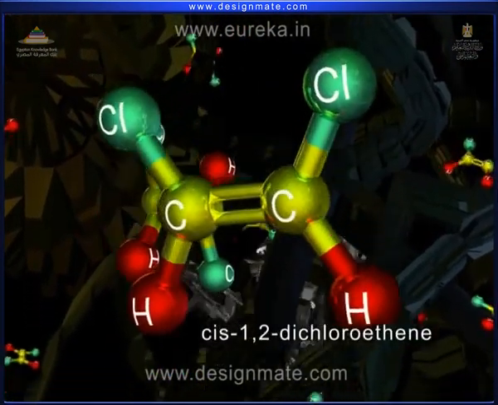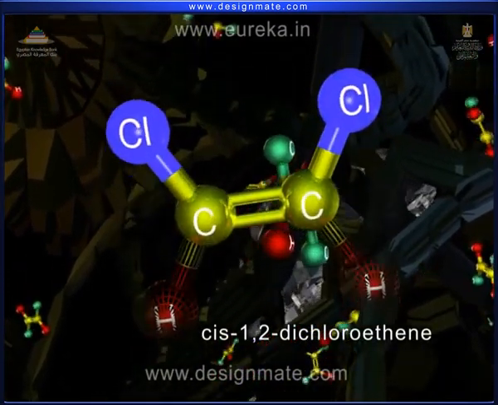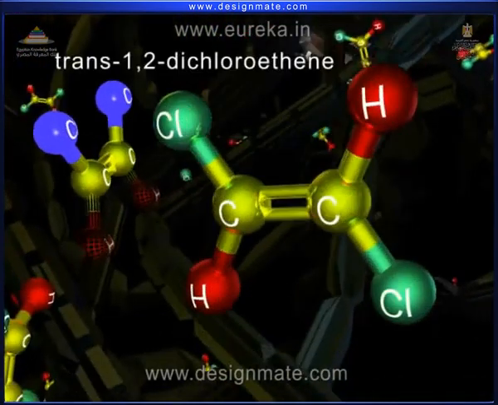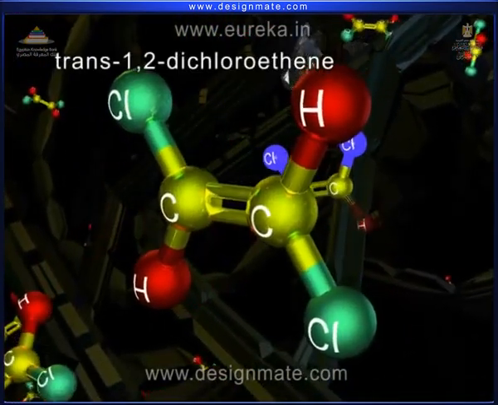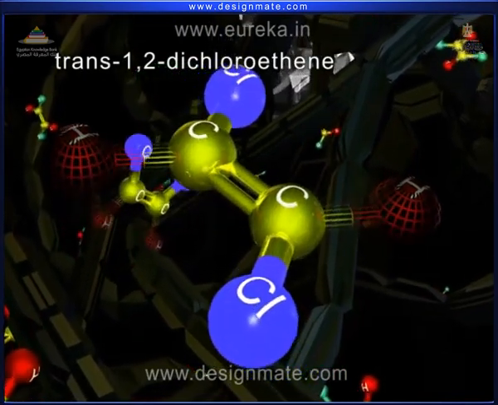But in cis-1,2-dichloroethene, both chlorine atoms are on the same side of the double bond, while in trans-1,2-dichloroethene, chlorine atoms are on opposite sides of the double bond.